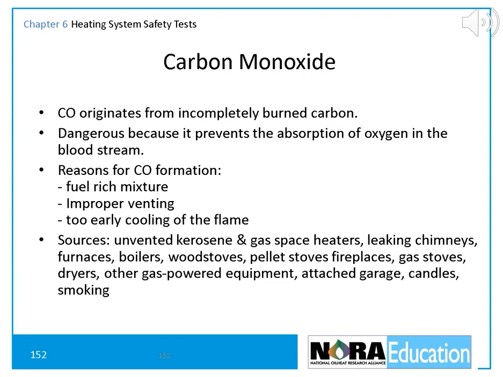Carbon monoxide originates from incompletely burned carbon. It is dangerous because it prevents the absorption of oxygen into the bloodstream. Causes of CO formation are fuel-rich mixture, improper venting, or too early cooling of the flame. Places where carbon monoxide comes from are unvented kerosene and gas space heaters, leaking chimneys, furnaces, boilers, wood stoves, pellet stoves, fireplaces, gas stoves, gas dryers, and other gas-powered equipment, attached garages, which could be full of carbon monoxide from cars and lawnmowers and other appliances, candles, kerosene lanterns, and smoking.